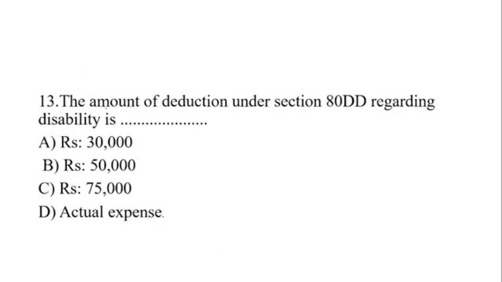Then question number 13, the amount of the deduction under section 80DD regarding disability. So how do we remember this? It's a trick: section 80DD is for a dependent disabled person. Okay, the dependent disabled person. So what will be the answer for this question? Rupees 30,000, 50,000, 75,000, or actual expenses? How much amount will he get as a deduction?